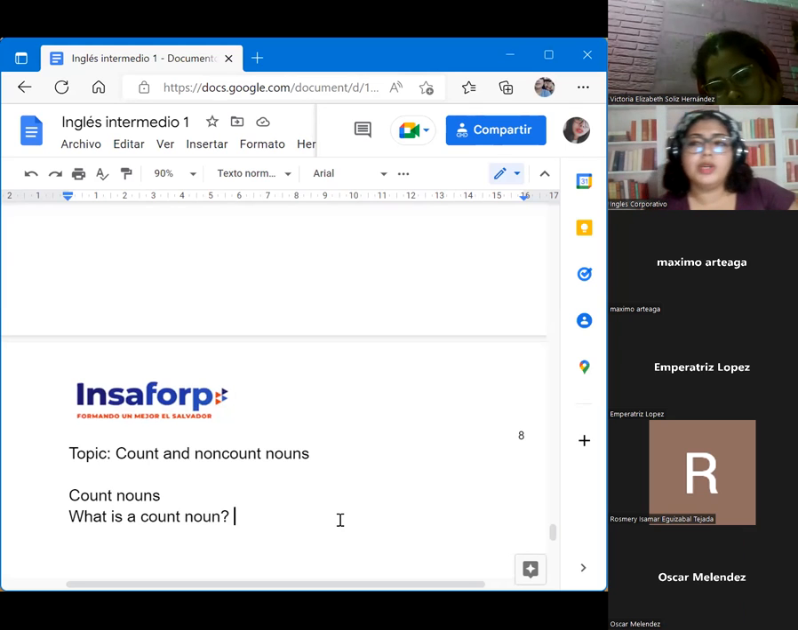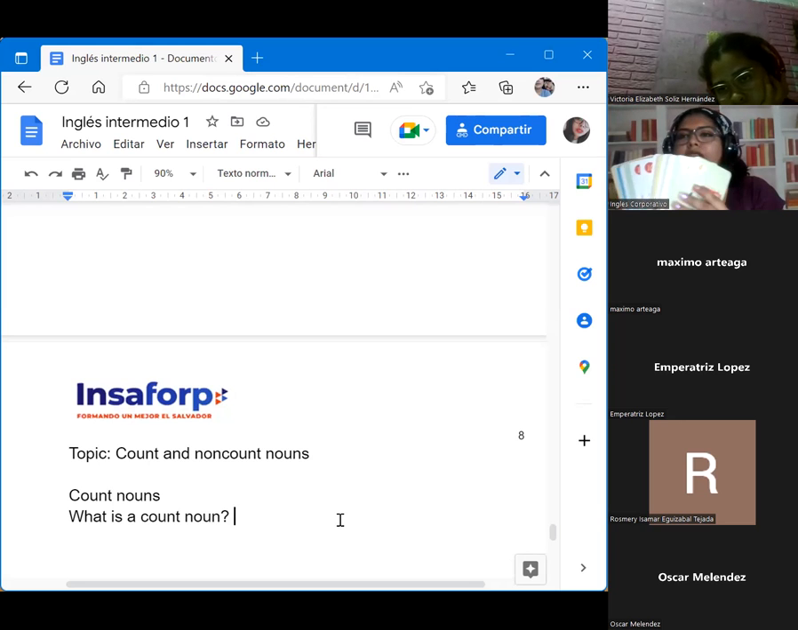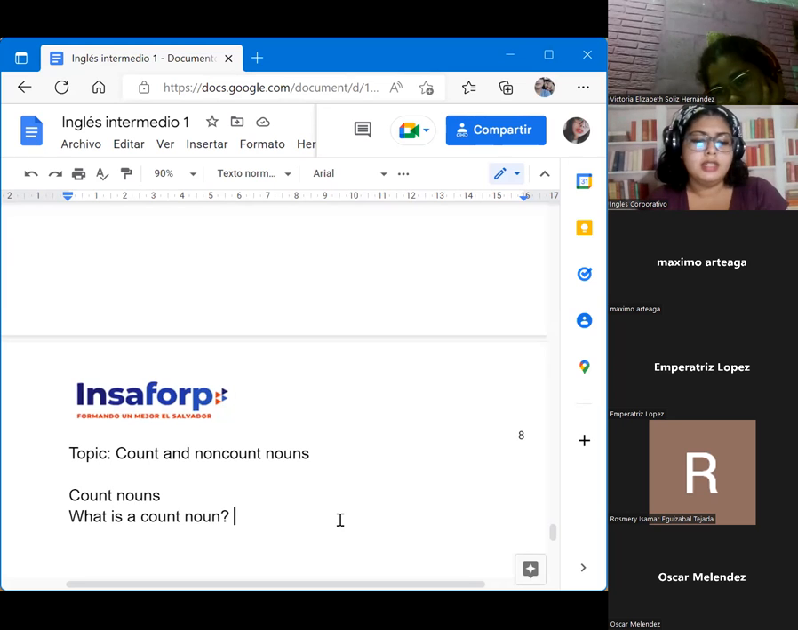And in this case, when we are talking about count nouns, they are things that we can touch in some cases and have a list of numbers. For example, I have this one. I have cards, for example. Let me show you this card. This one. I have these cards. They are for a game for children.